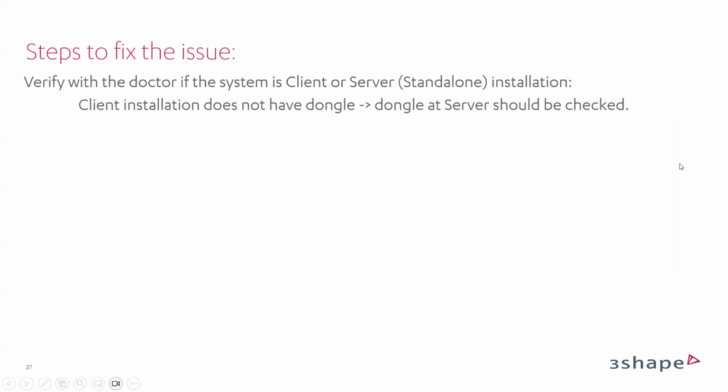What basic steps should be done when you are trying to fix this dongle issue? The first thing is to verify with the customer, with our end user, if the doctor has a client or server installation. That's an important thing. The client installation doesn't have the dongle, so the dongle at the server should be checked. For example, when our customer reports, oh, I have this error message on my PC, you should ask if it's client or server. If it's client, then of course it won't have the dongle plugged in, so you should check the server PC.